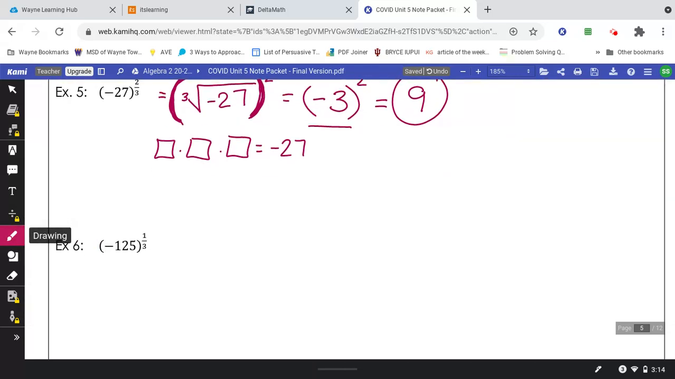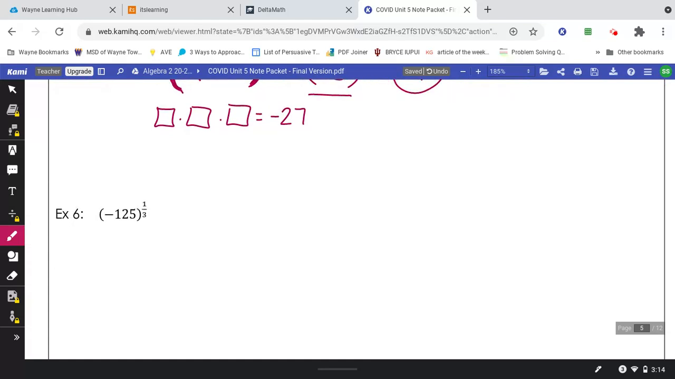Example number 6. Negative 125 to the 1/3 power. Put negative 125 on the inside. Exponent, numerator. Denominator becomes the root.